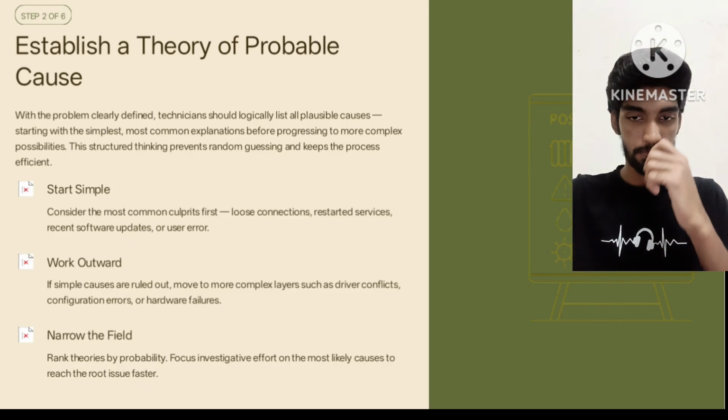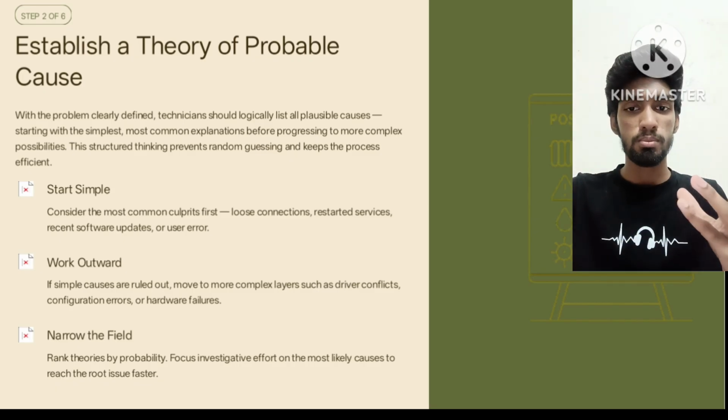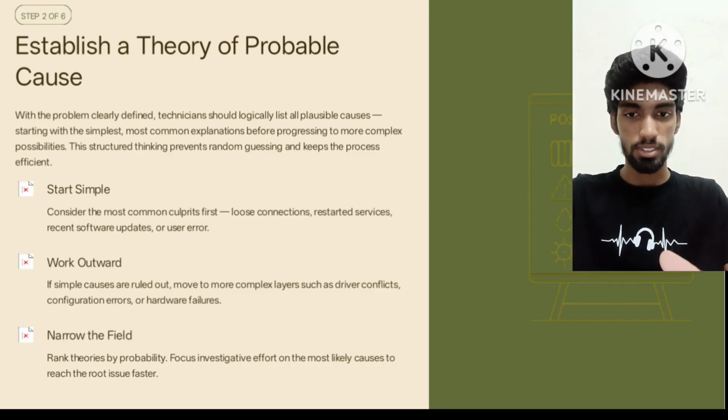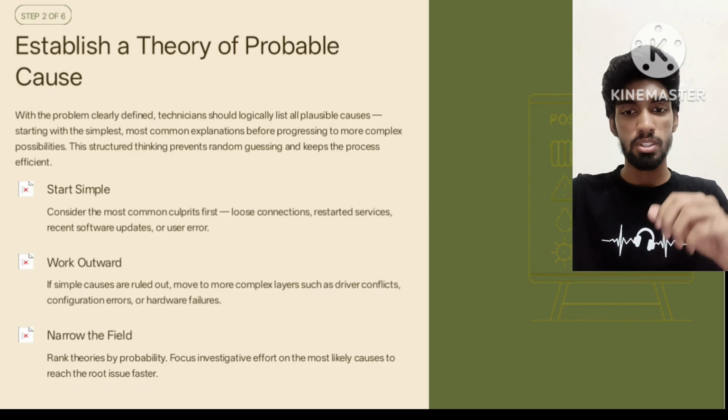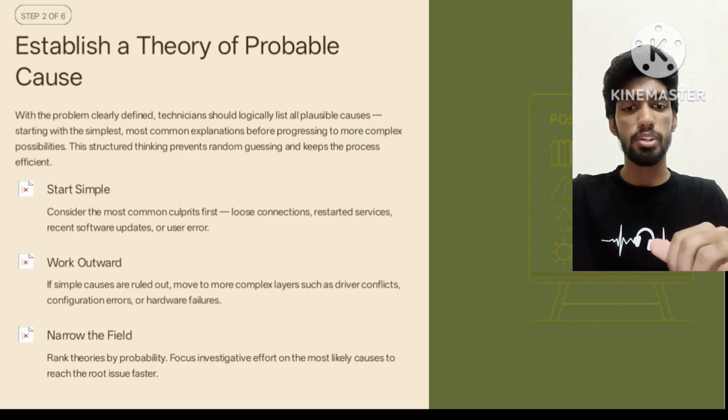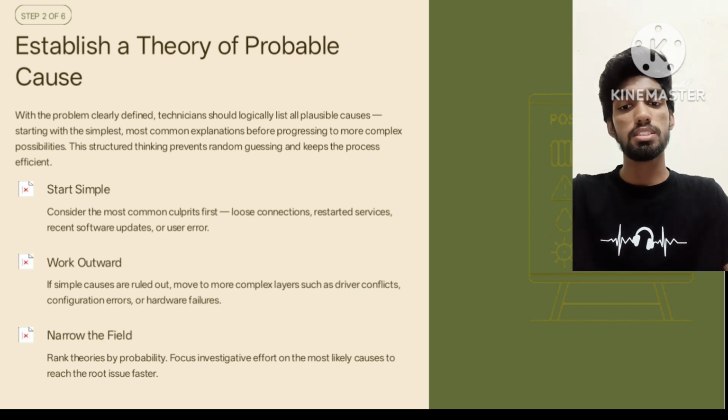What to do? List all possible causes. Start from simple causes. Example, loose cable. Next, use logical reasoning. Example, Wi-Fi is turned off, router not working, or network driver issue. Explanation. The steps help narrow down the root cause and prevent random guessing.